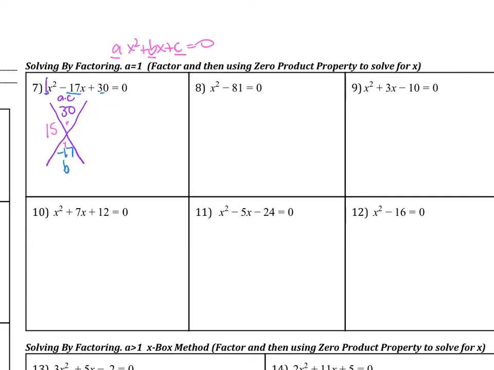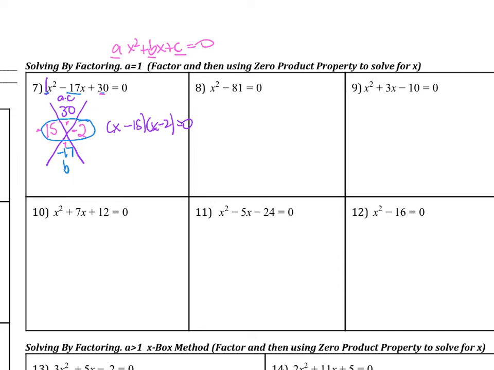That is going to be 15 times 2. 15 times 2 is 30. But it needs to be negative 17, so they both have to be negative. If a times c is positive, then the signs have to be the same, and the b tells you what sign it is. It's negative 17, so this is true. Now we go ahead and factor it. These are our factors, so we write x minus 15 times x minus 2 equals 0. We write exactly what's there.